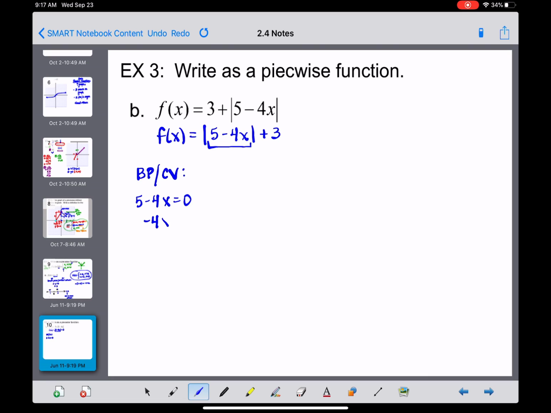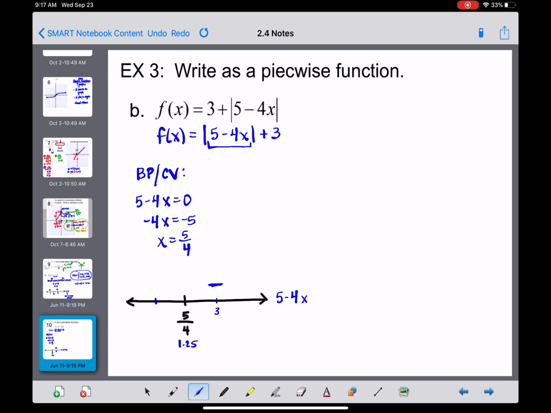If we solve this, we're going to subtract 5, or you could add 4x, and divide. We're going to get positive 5/4. That's our critical value. So what are we going to do with it? We're going to put it on a number line. We're going to put the 5 minus 4x out to the side because we're going to test values only using what was in the absolute value. I'm going to test a value over here. 5/4 is 1.25, so let's say I test 3. 5 minus 4 times 3 is 12. 5 minus 12 is negative 7. So that's negative.